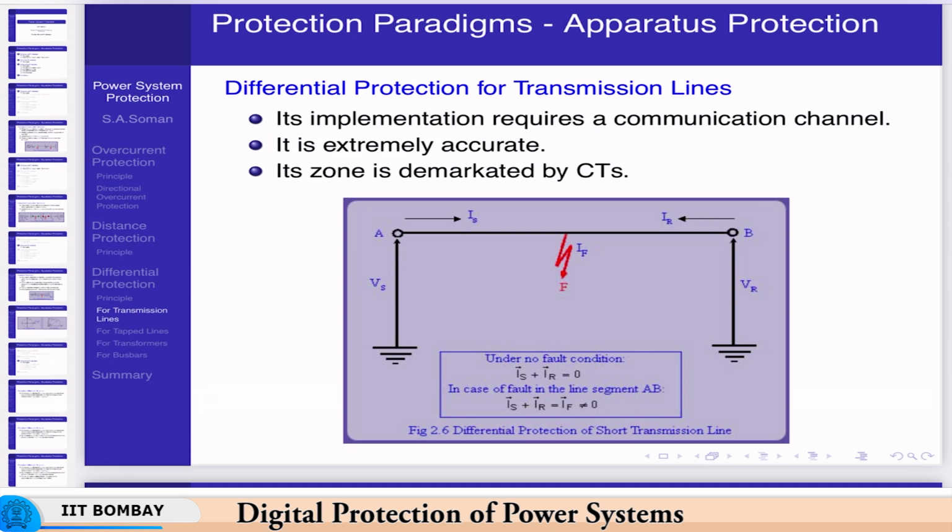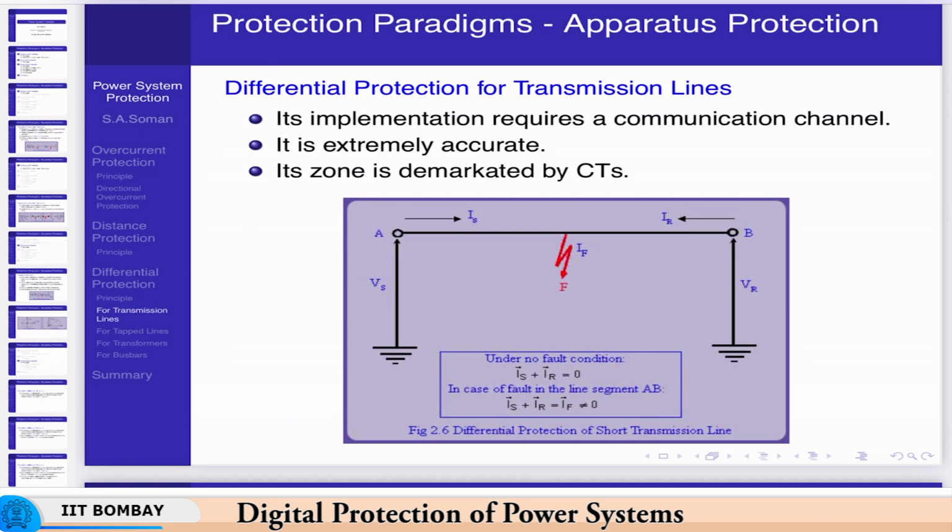So here we see that IS is the sending end current, or the current which is flowing out of the node A, and IR is the current which is flowing into B. The signs have to be properly adjusted. These are phasors, so they will have a directional component here. So under fault condition, you will see that the summation is non-zero. IS plus IR will not be equal to 0.